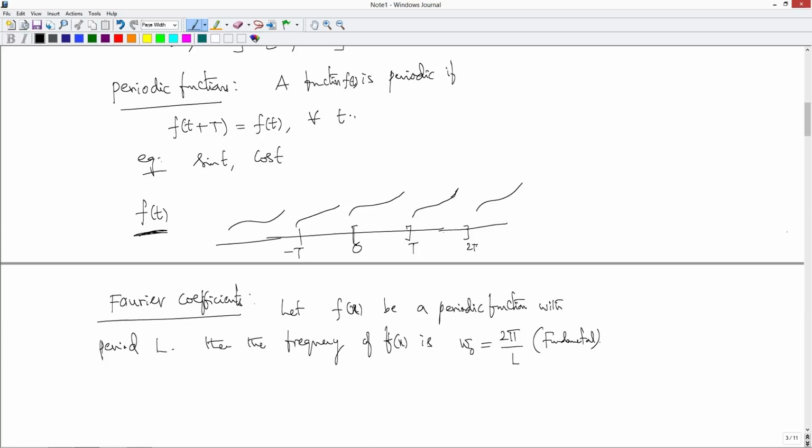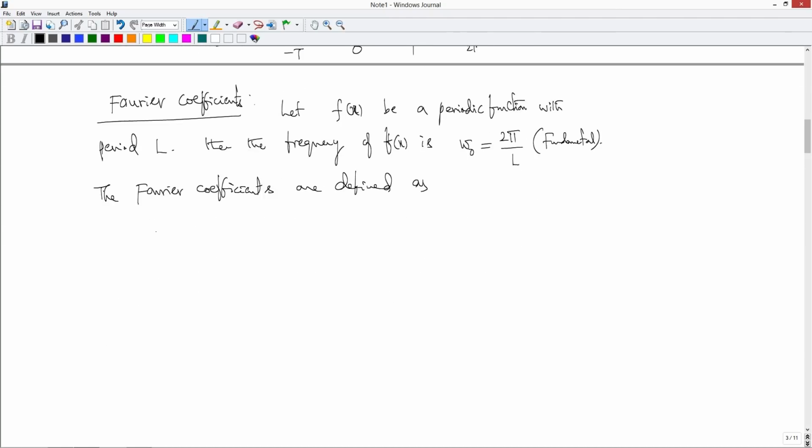Why we call this fundamental, we will come to know a little later. So, Fourier coefficients, I will define what a Fourier coefficient is. The Fourier coefficients are defined as some integrals. I am just defining for each n, which is from 0, 1, 2, 3 onwards.